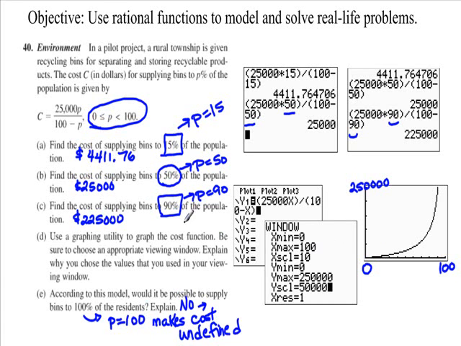And another thing about this rational function, right, as we're getting closer and closer to 100, what's happening? Yeah, the cost is getting astronomical, so 95%, 99%, the cost is just simply going to increase.